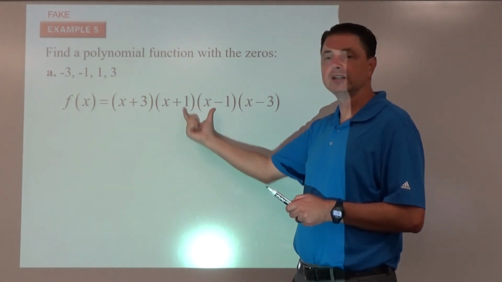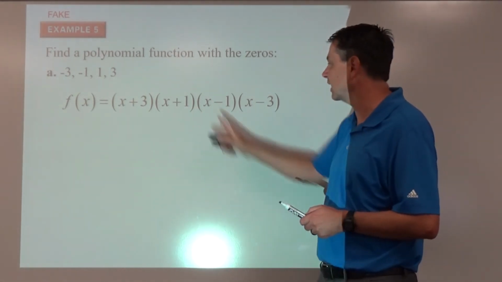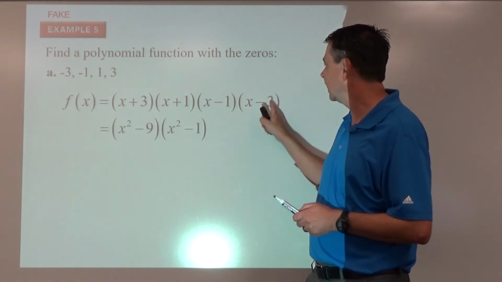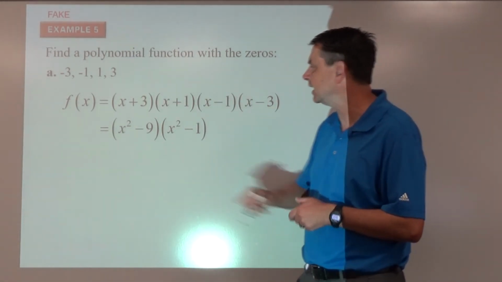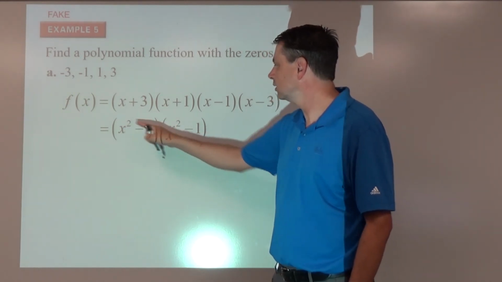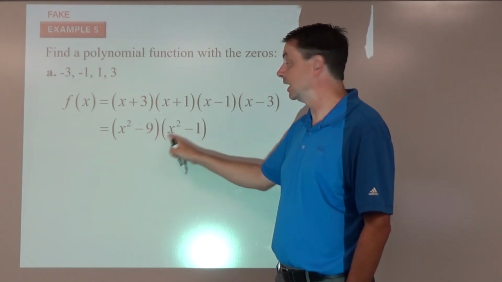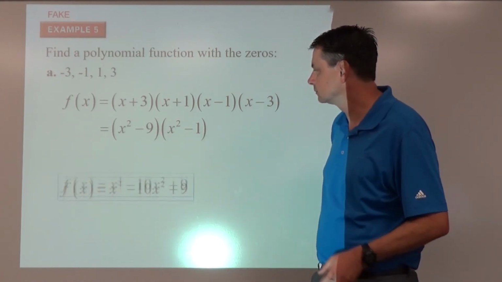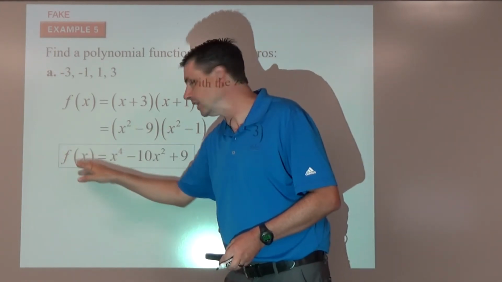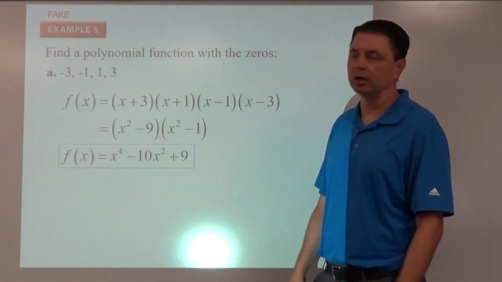So x plus 1 times x minus 1 is going to be x squared minus 1. And these two make x squared minus 9. We multiply that out, x to the fourth minus 1x squared minus another 9x squared plus 9. Write it as f of x equals, there it is in polynomial form.